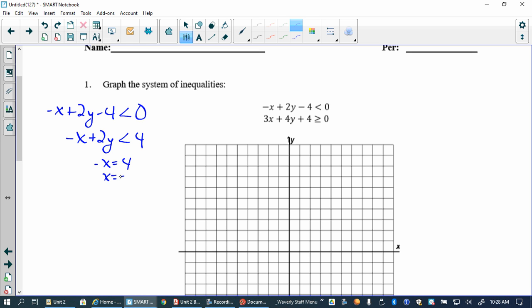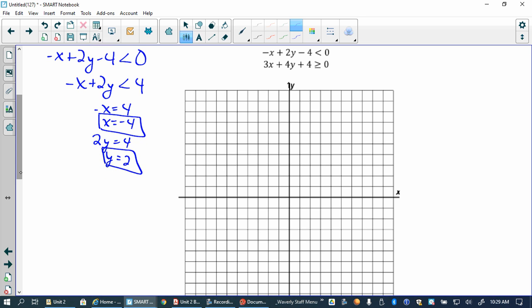So we can go graph those pretty easily. An x of -4 and a y of 2. What kind of line will it be there? Solid or dashed? Right, there's no equal to sign, so it's dashed. So let's do that.